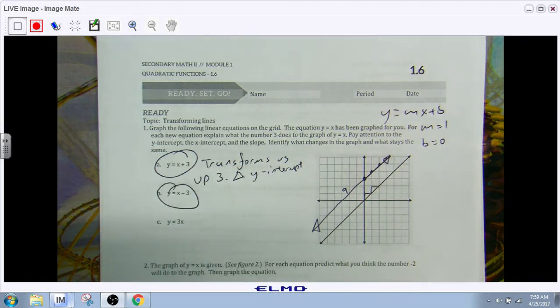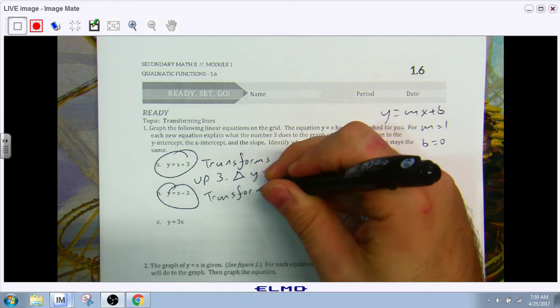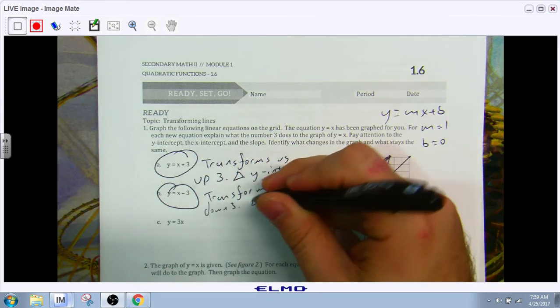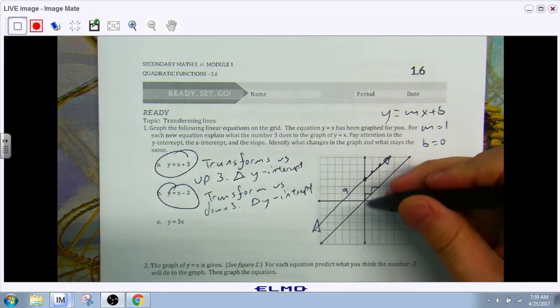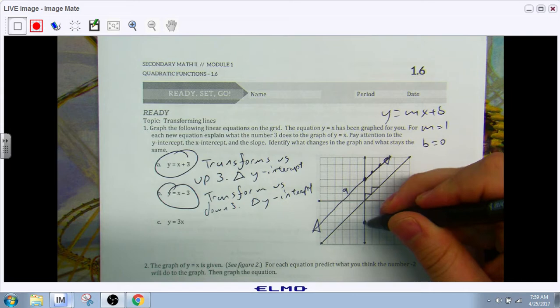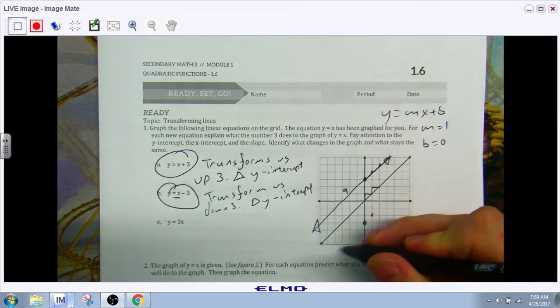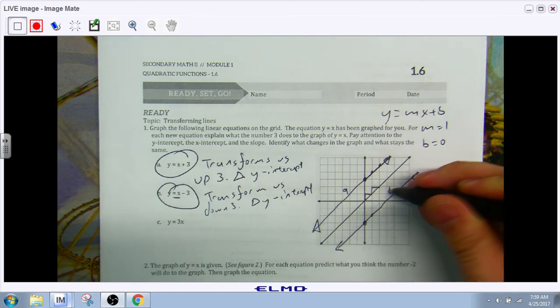Likewise, this says -3. What does this do? Well, this will transform us down. Down 3. It still changes our y-intercept, right? So now we're going down 1, 2, 3 here. And our slope is still 1, so up 1 over 1. So it looks a little something like this. B. But now look what happens here.